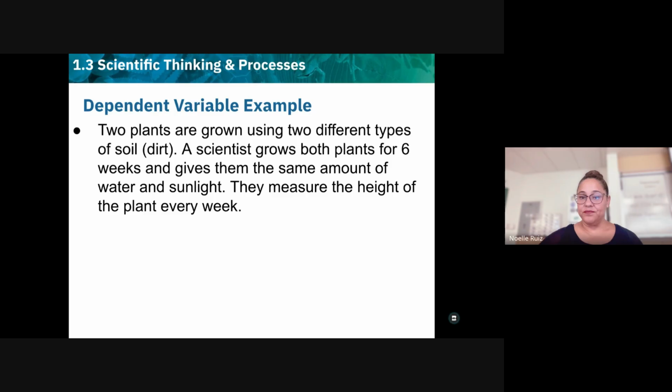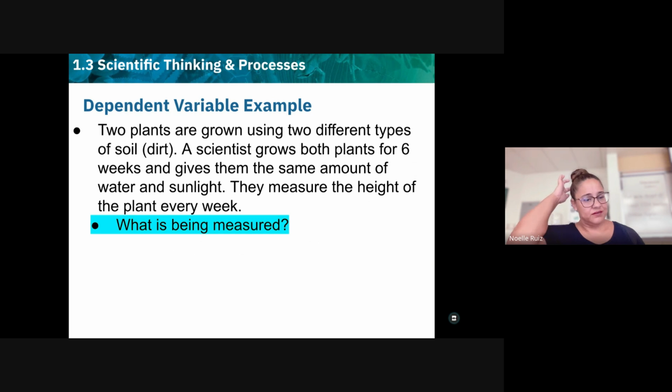I'm going to ask you, what is being measured? We're going to launch this poll. You should have 3 factors on your screen. From this example experiment, what is being measured? Is it the types of soil? Is it the water and the sunlight? Or is it the height of the plant? What do you guys think? Can you see the poll? Yes. Okay, somebody voted.